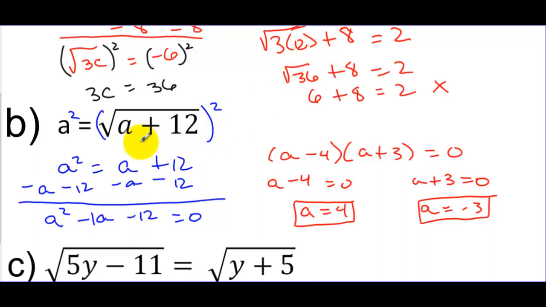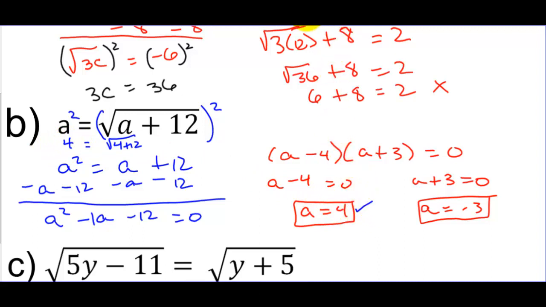So if I went back up here and I plugged in the 4, this would say 4 equals the square root of 4 plus 12. Well, that's 4 plus 12, 16. The square root of 16, okay, is equal to 4. That's good. That's right. So this is a good answer.